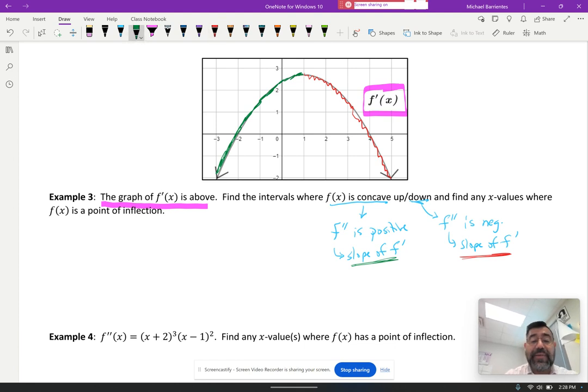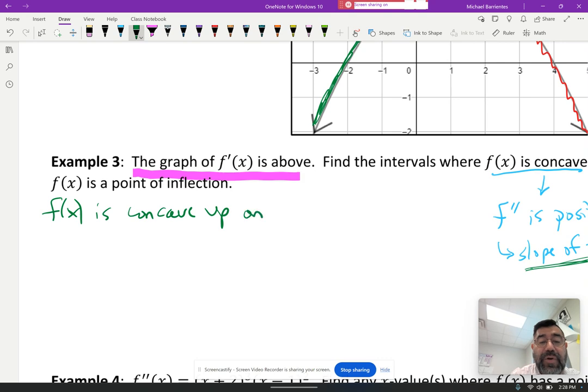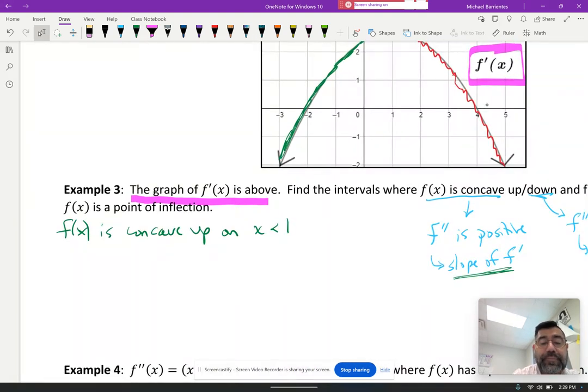So I'm going to make the two statements right here and say f of x is concave up. Let me make it a little bit bigger. Concave up on the interval for x's that are less than 1, because f double prime is greater than 0. And if you want to explain a little bit more, you can. You can say the slopes of f prime are positive, but really this is all you need.